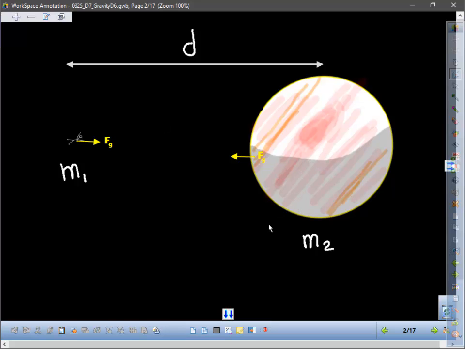The three variables that are important to this are, well, here's our example of an astronaut out in space floating above Jupiter, for example, a planet like Jupiter. The astronaut has mass, we'll call this mass 1 for object number 1. Jupiter has mass, we'll call this mass 2 for object number 2. And then they have a distance between their centers like this. So here's the three variables that are important to their gravitational attraction.